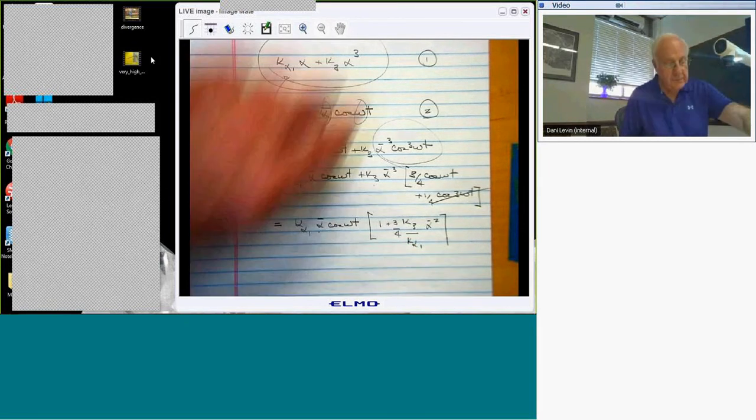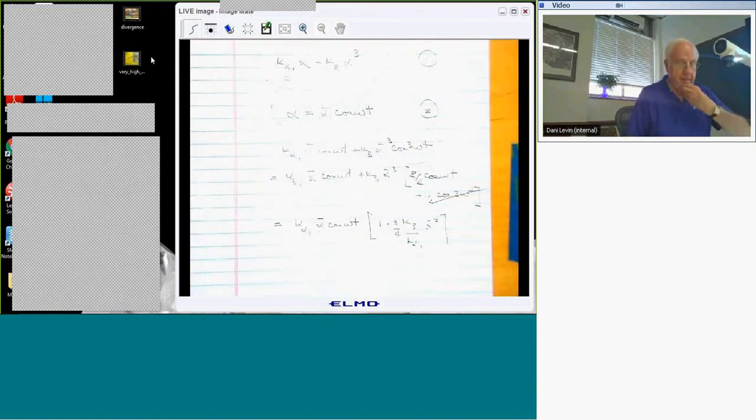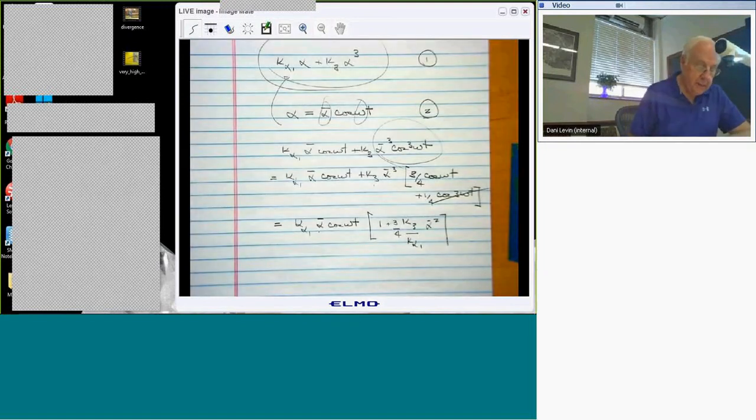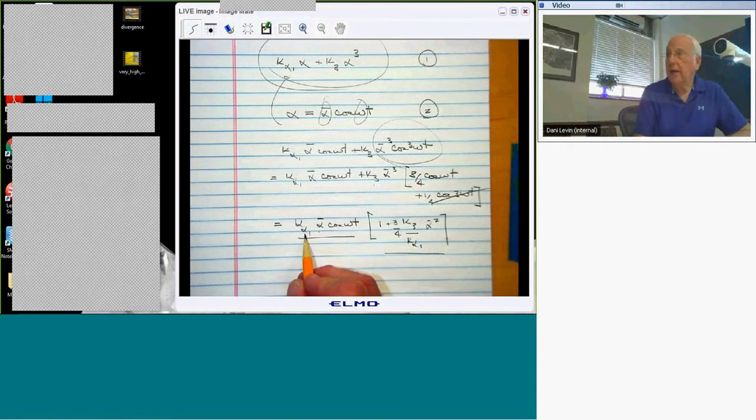Now I look at this and I say, if it were linear theory, it would be just that. But it's not. So what does this do? All this does is make K alpha 1 effectively a little bigger. And of course, it depends on alpha bar.